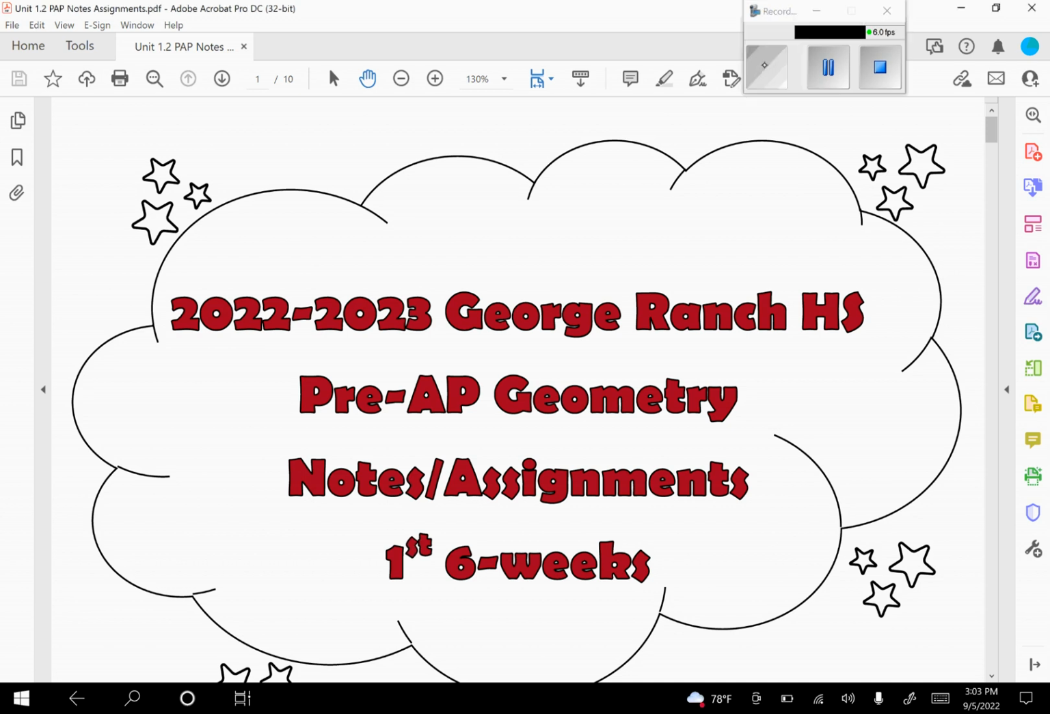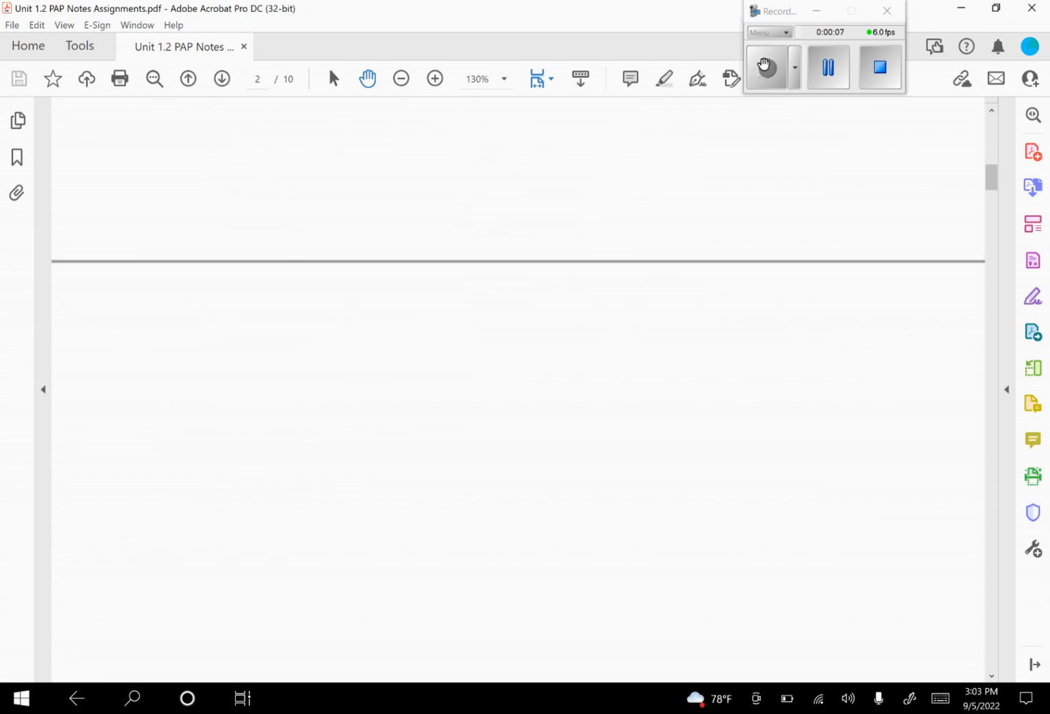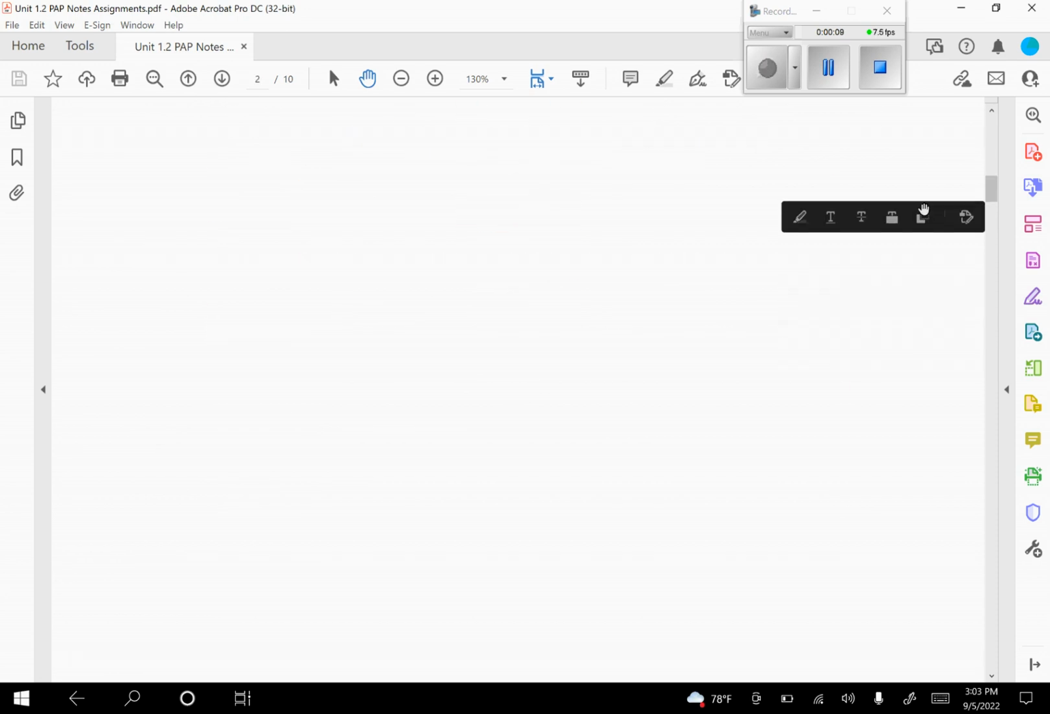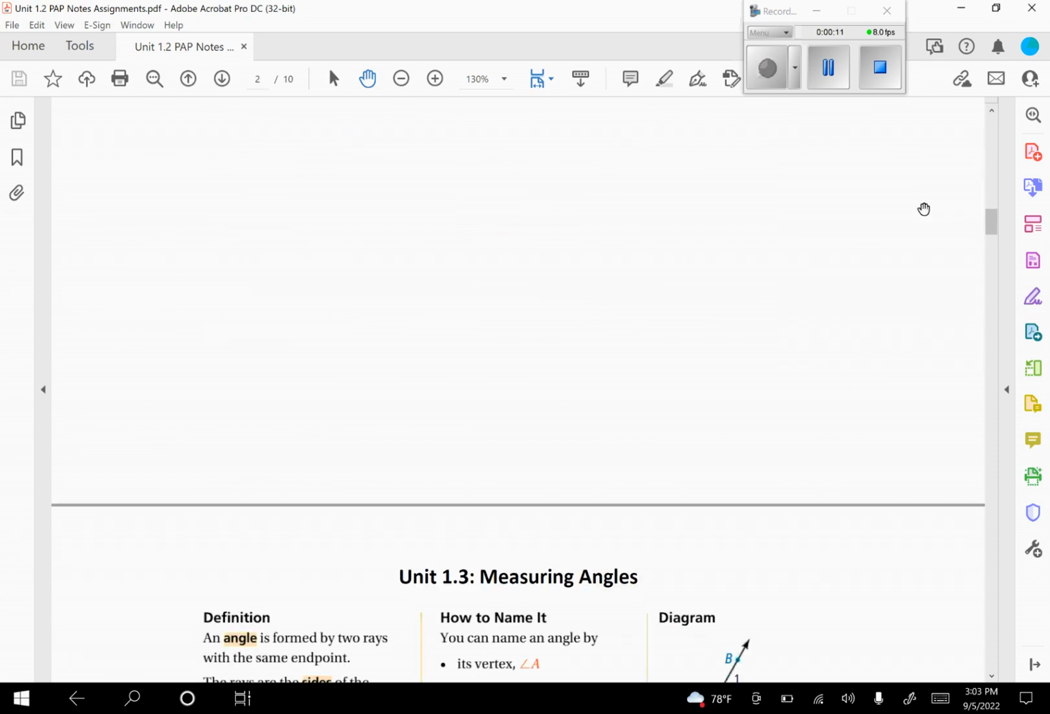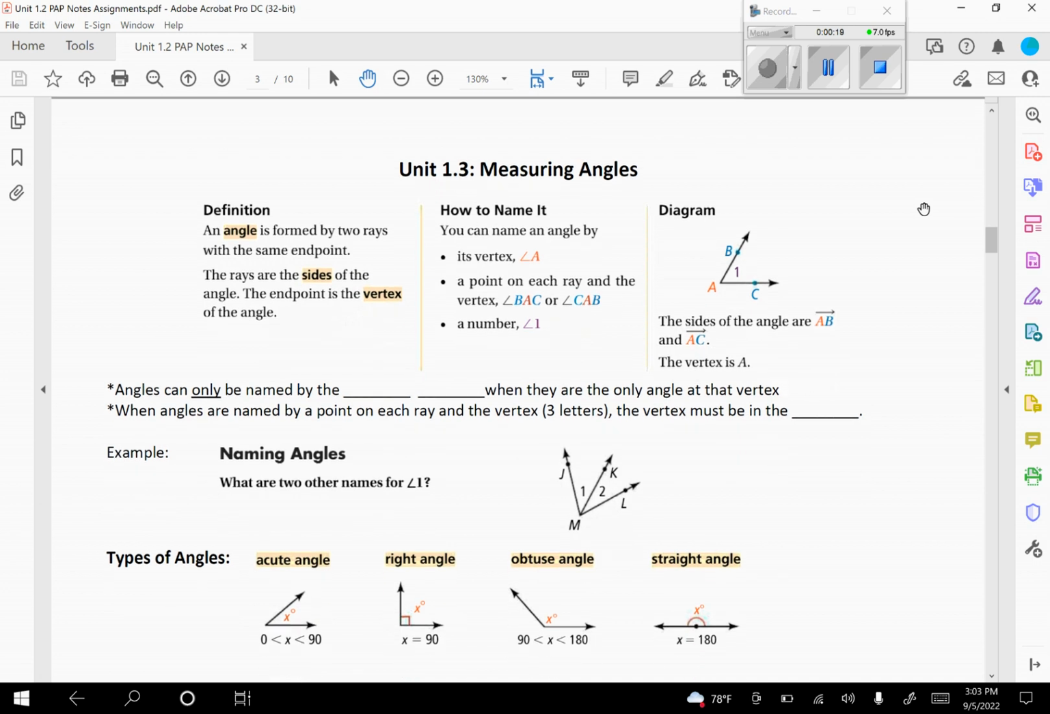We're going to go through our notes for today. So we've got a new packet, and what we're going to be learning about is angles. The first thing that we're going to be doing is defining angles and then learning how to name them.